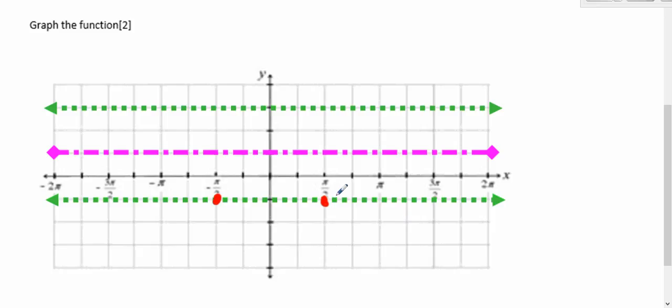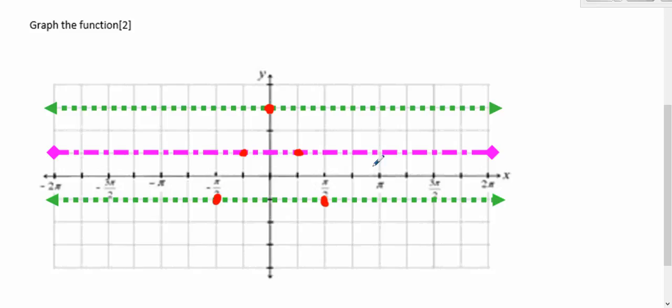Now, the way cosine works is in the middle of its period, it will be at the other extreme. So in this case, instead of being down at the bottom, it's going to be up at the top, at the middle of the period. And then halfway between those 2 points, it'll be at the 0 of the function, so at the midline. Once you've drawn one period, it's pretty easy to continue that pattern.